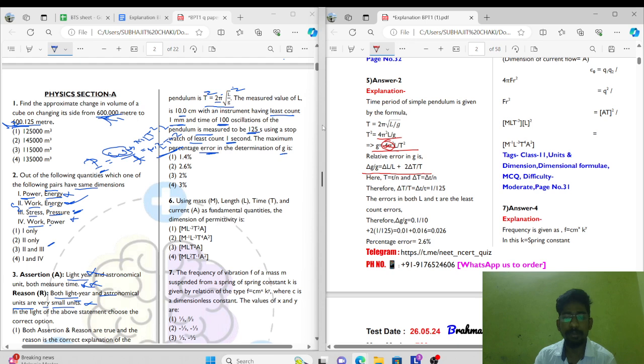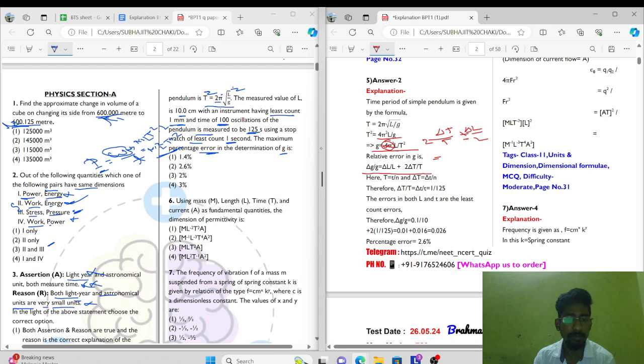Now if you differentiate it, what you will get? This will become del L by L, right? And this will become 2 into del T by T, right? So here del T by T is the percentage error, and del L by L is the percentage error, right? Remember one thing, there should always be an addition sign, the plus sign. If the quantities are divided or multiplied, it doesn't matter, the sign between them will always be an addition sign, right?